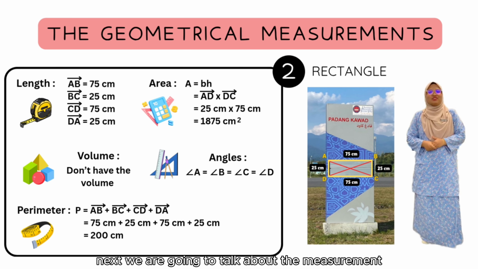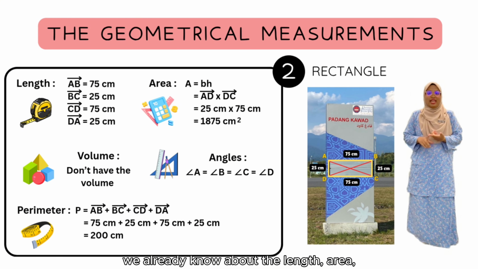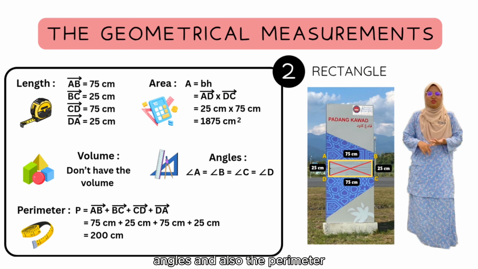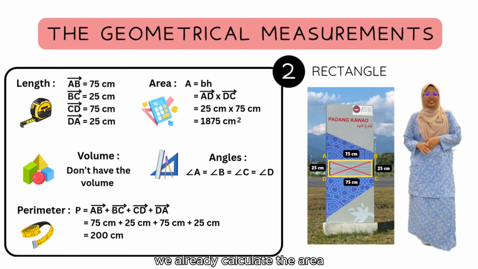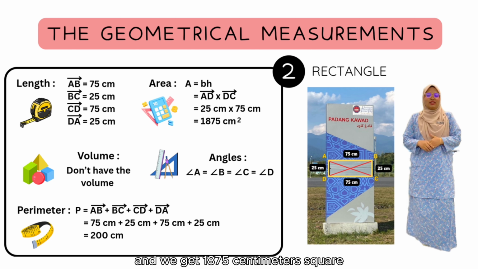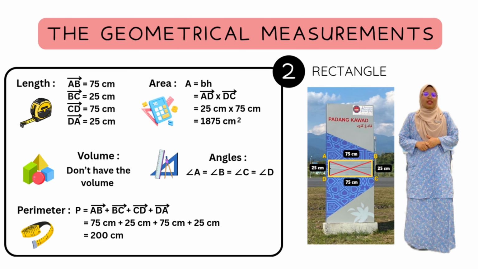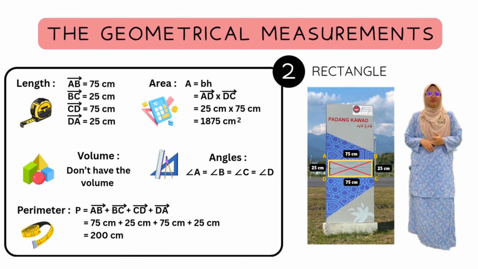Next, we are going to talk about the measurement of this rectangle. From the previous slide, we already know about the length, area, angles, and also the perimeter. For example, we already calculated the area by using the formula A equal to BH, and we get 1,875 cm squared. And then for the volume, since this is a 2D shape, there is no volume.